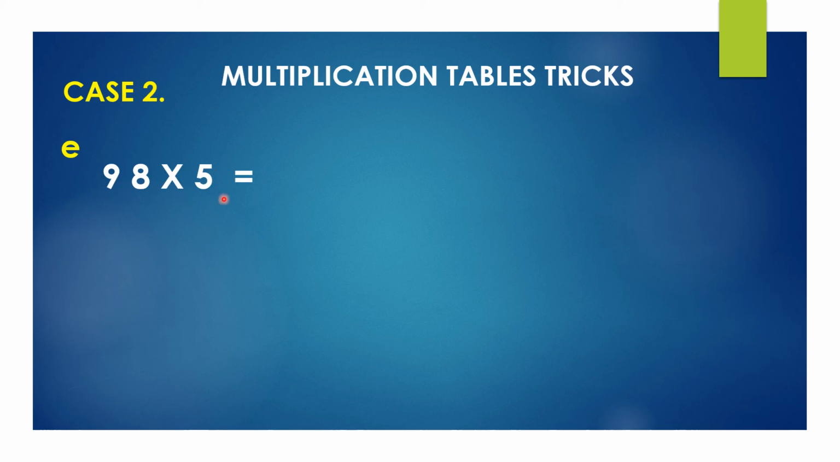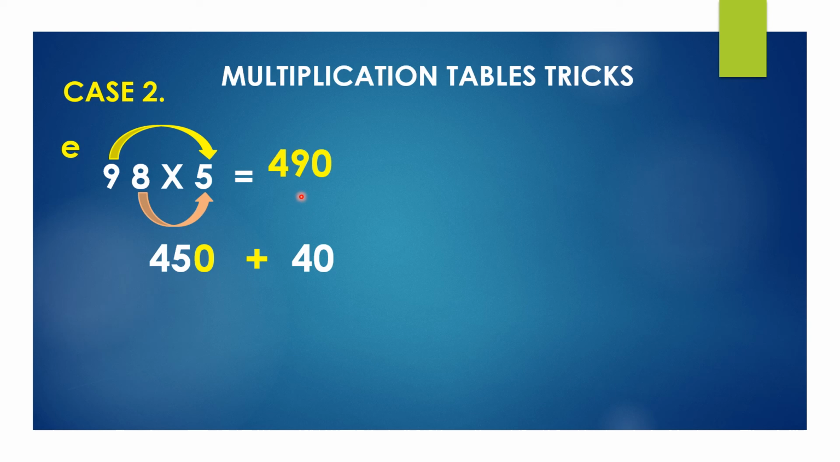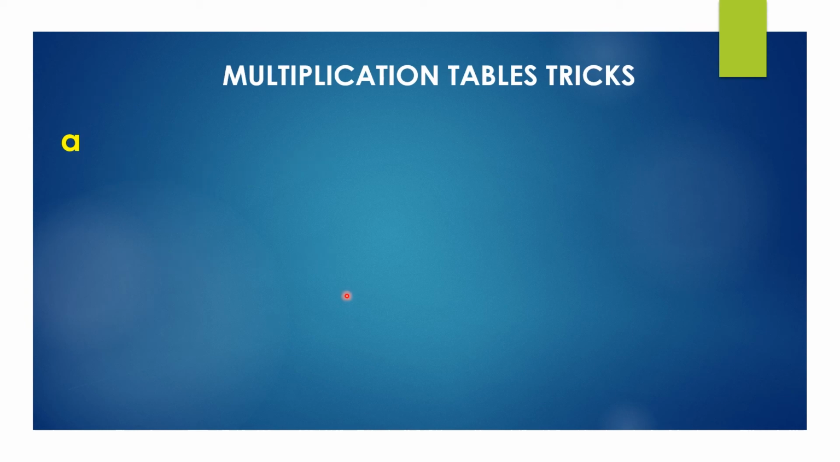Now 98 into 5. First step, 9 5s are 45. So write 0 over here. Just beside that number, it becomes 450. Next step, 5 8s are or 8 5s are, it is 40. Add both these numbers, 450 plus 40. It is 490. So the product of 98 and 5 is 490. Hope it's very easy. Now let's check with some examples.